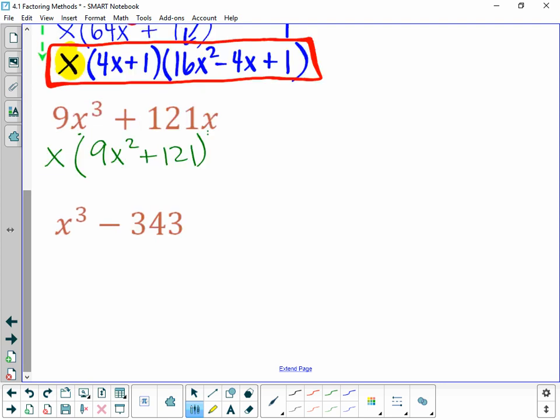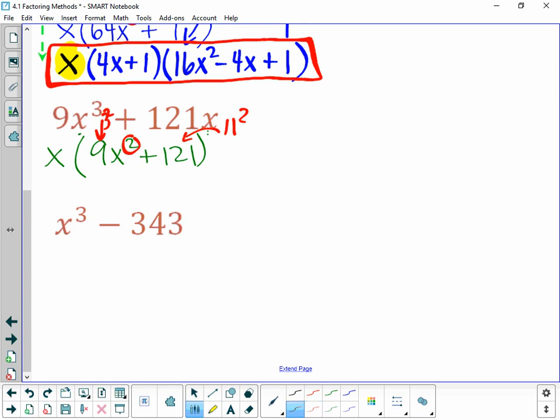So factor out the x, you have a 9x squared plus 121. This is a second power. 9 is 3 squared. 121 is 11 squared. This is going to be a square pattern.